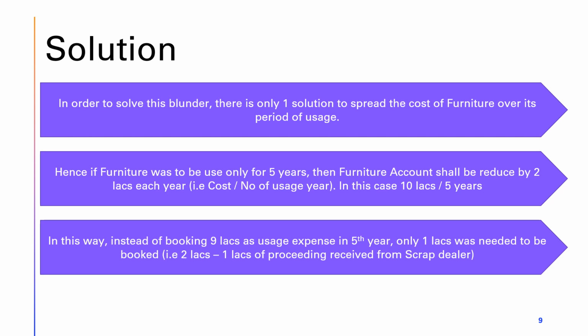By doing this, in the 5th year, instead of booking a loss of 9 lakhs, only 1 lakh would be required to be booked. Now you're wondering how? Well, the cost of the asset at the beginning of the 5th year would be 2 lakhs, and 1 lakh would be received from the scrap dealer. So in the final year, there will be only a loss of 1 lakh.